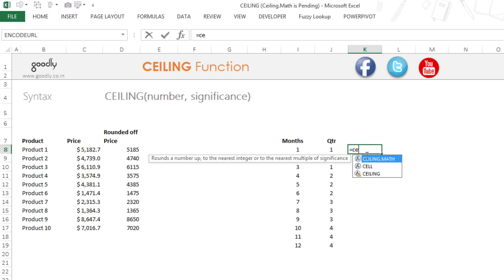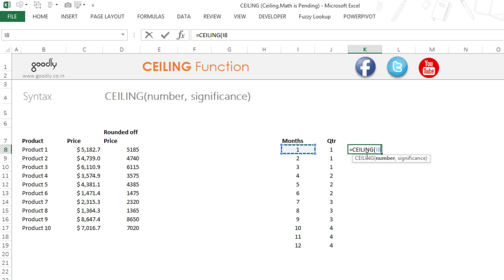So equals ceiling. I pick up the number and then I push this number to the next multiple of 3. I close the bracket and I get 3. And I drag it down. So 1, 2 and 3 will be pushed to the next multiple of 3, which is 3 itself. And then you will get 6 and then you will get 9 and then you will get 12. All right. So the first 3 are 3 and then 6, then 9 and then 12, because these numbers are being pushed to the next multiple of 3.